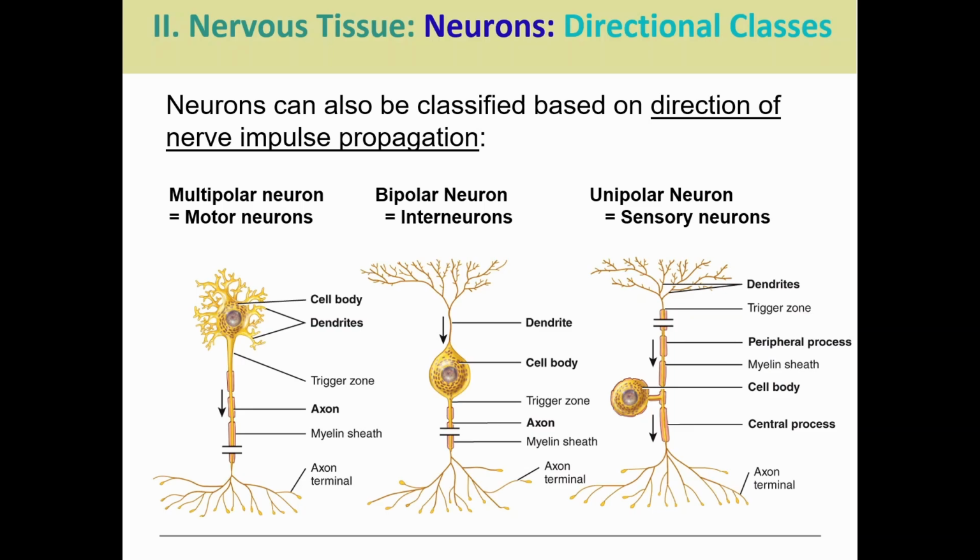So we can also classify neurons based on the direction of the nerve impulse. We have motor neurons that carry signals in through the dendrites, through the cell body and down the axon. Interneurons are going to process that information, and sensory neurons are bringing it in. So motor neurons are efferent, interneurons process in the middle in the central nervous system, and sensory neurons are afferent.